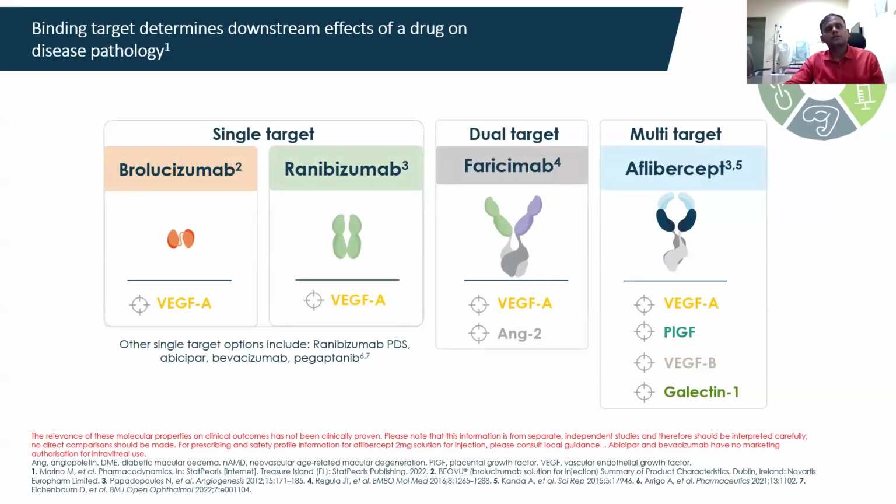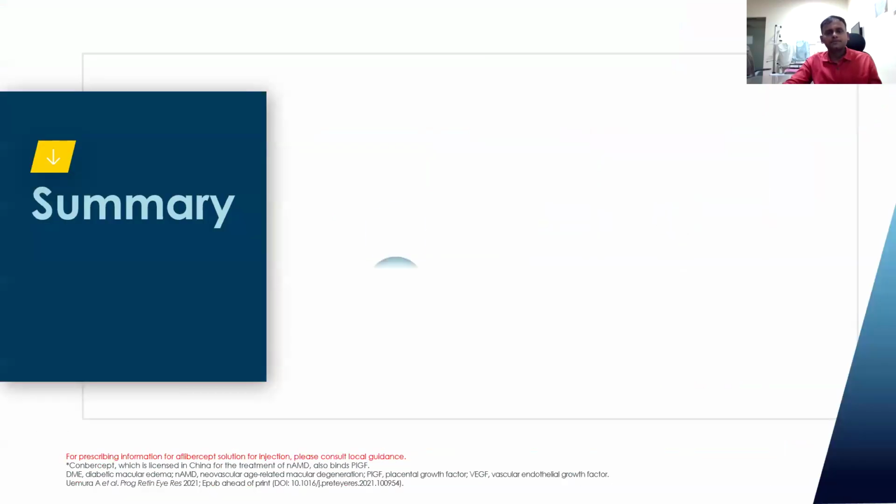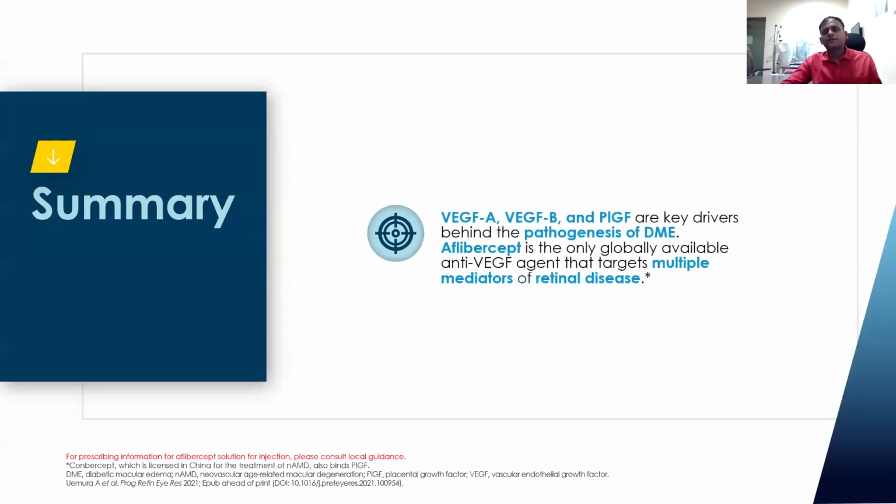Binding target determines the downstream effect of a drug on the disease pathology. Brolucizumab and ranibizumab act on a single target, that is VEGF-A. Faricimab acts on dual targets, VEGF-A and ANG2. Whereas aflibercept acts on multiple targets like VEGF-A, VEGF-B, PIGF, and galectin-1. So in summary, VEGF-A, B, and PIGF are key drivers behind the pathogenesis of DME. Aflibercept is the only globally available anti-VEGF agent that targets multiple mediators of retinal diseases.